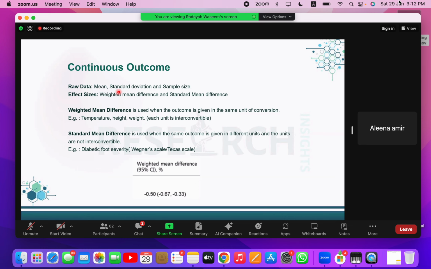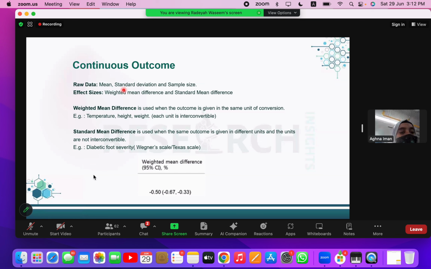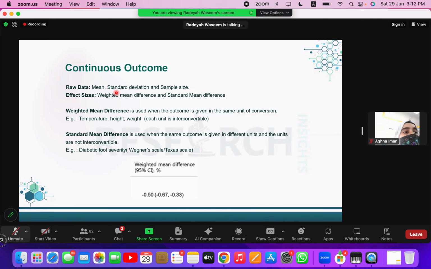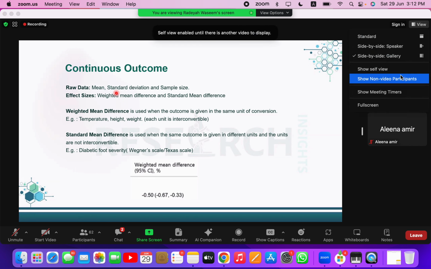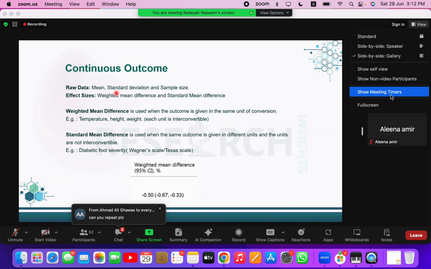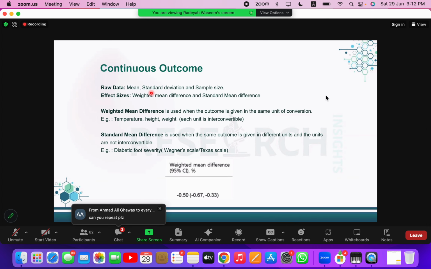Okay. So the first point to note down is that if your continuous outcomes are presented in the form of median, you will convert them to mean. Median values you cannot enter into RevMan. That is the first point for you guys to note. You need your values as mean, standard deviation, and sample size. Okay, yes, I will be repeating this again and again.